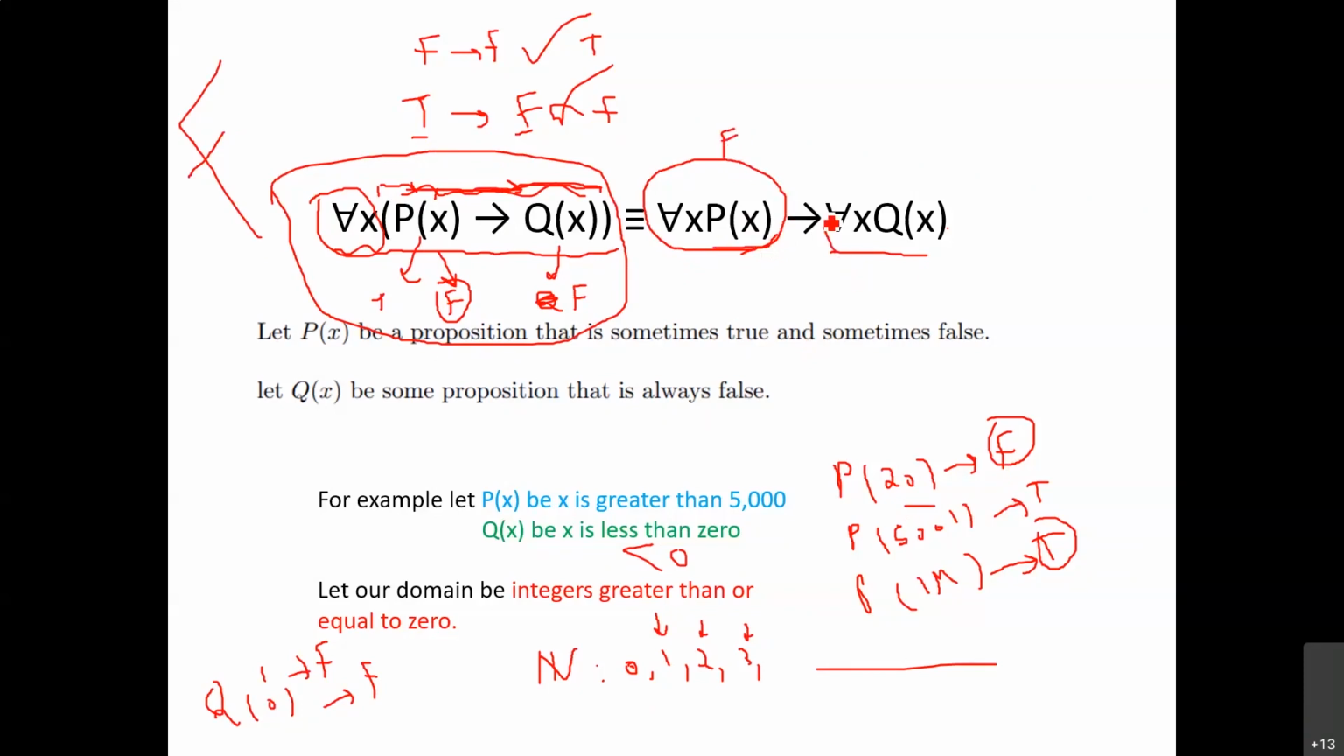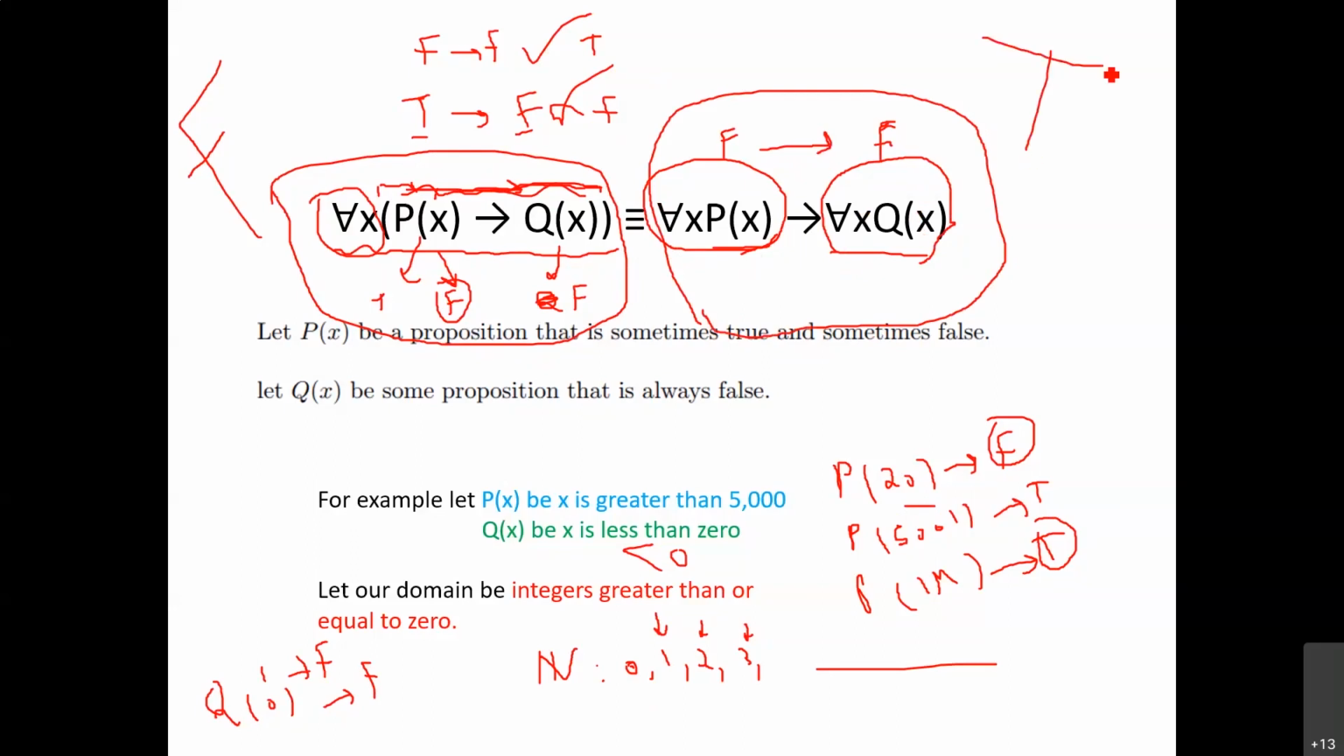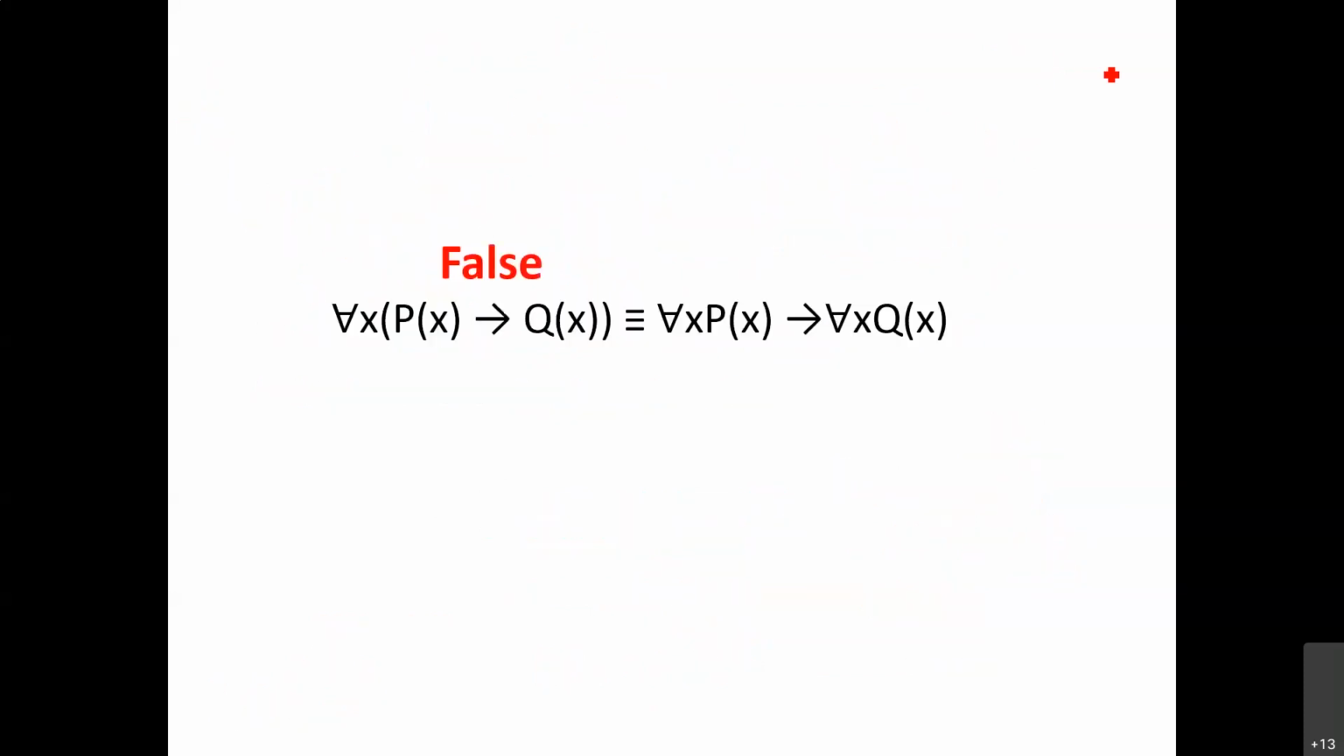What about this part? Without thinking, you should just directly say false, because we created q of x in this way. For every x, is it less than 0? No. For every x, it's greater than 0. So this is also always going to be false. False implies false means this whole thing is one big true. So we were able to come up with a counterexample such that the left side became false and the right side became true.